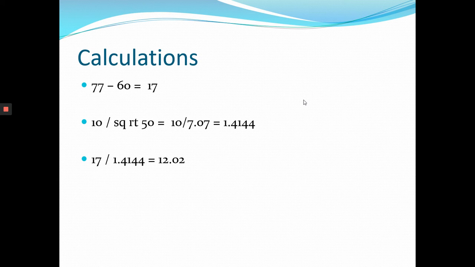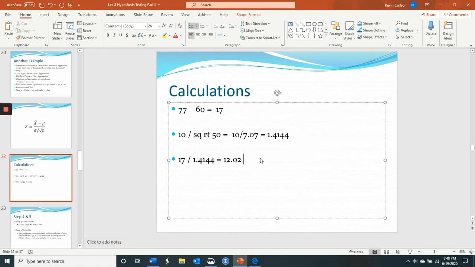So our standard deviation was 10. And we had 50 people in our treatment group, so use that n. So we take the square root of 50. So we have 10 divided by the square root of 50, which is 7.07. And so our denominator is 1.4144. So we take our numerator of 17, we divide it by the denominator of 1.4144. Our one sample z is 12.02. This is our one sample z.